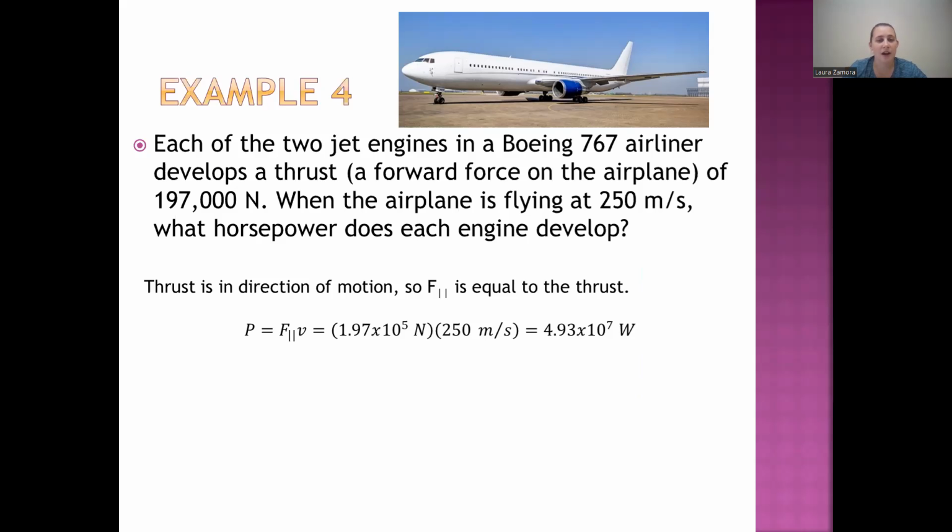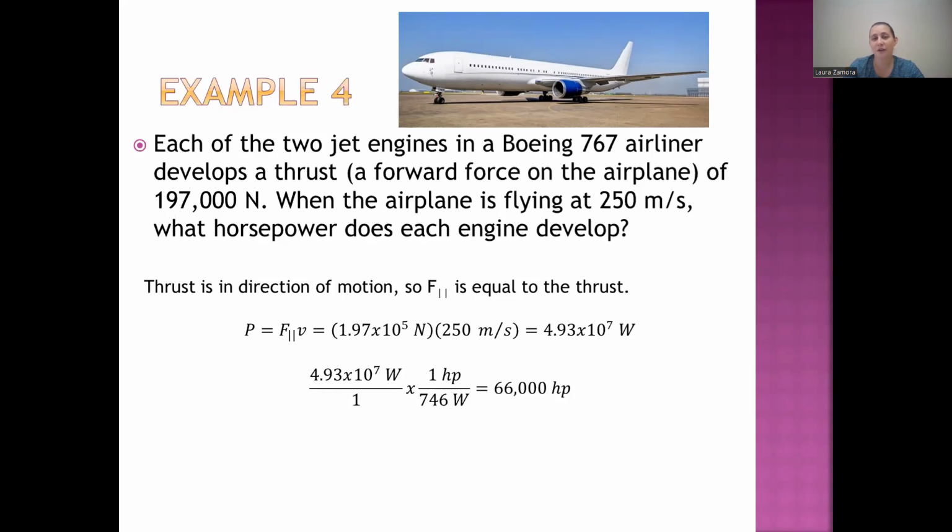I went ahead and wrote it in scientific notation just to practice that skill again. 197,000 newtons is the same thing as 1.97 times 10 to the 5 newtons. That's our parallel force. And then the speed is 250 meters per second. So we end up with a power of 4.93 times 10 to the 7 watts. We wanted that number to be in horsepower though, or the question did. So we're going to use that conversion factor that I listed on the previous slide: 1 horsepower equals 746 watts.